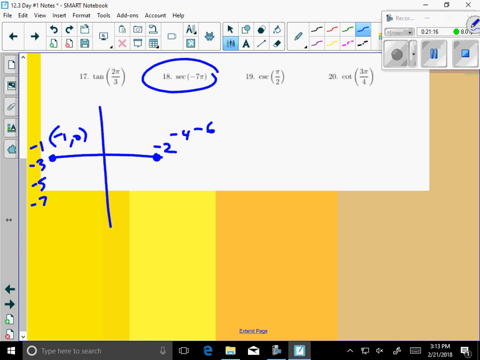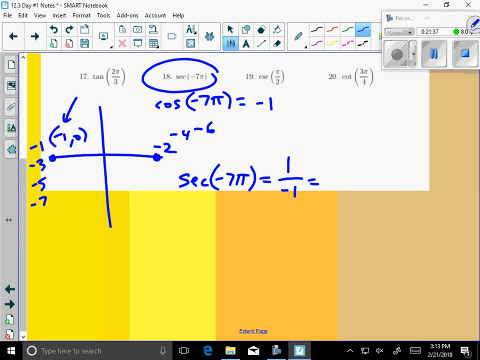Okay, so when I see secant, I like cosine. What's the cosine of that? Well, the cosine of that will be the x value here, which is negative 1. So the secant of that same angle will be the reciprocal of negative 1, which is 1 over negative 1, which, go ahead and figure, is the same thing. So in this case, the secant and the cosine are the same.